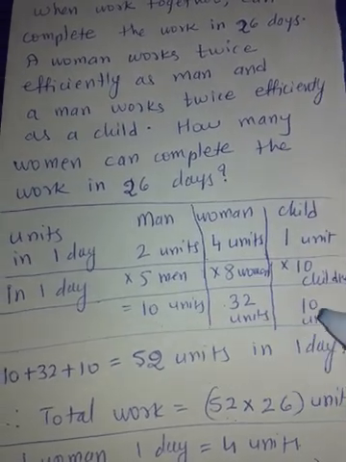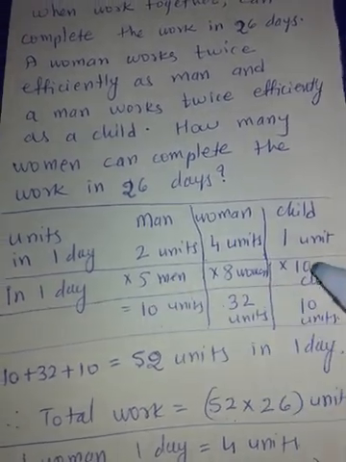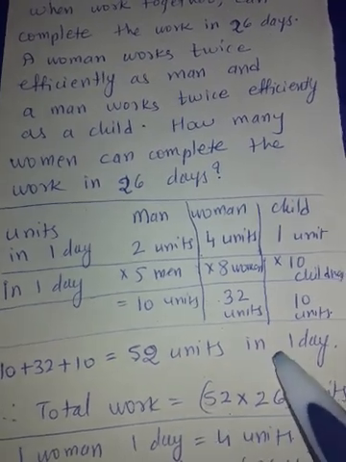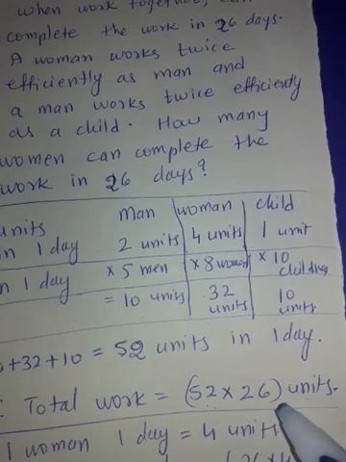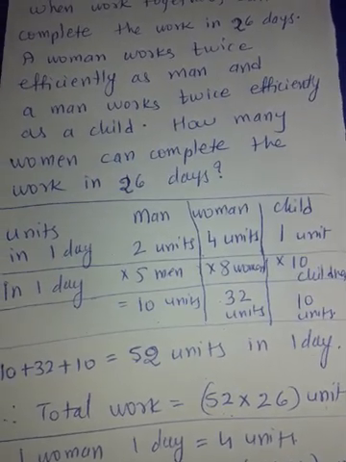So this many units were finished in one day by these people. When I add, I get 52. So 52 units in one day. So in 26 days, all these people finished 52 into 26 units. Up to this step, very clear?